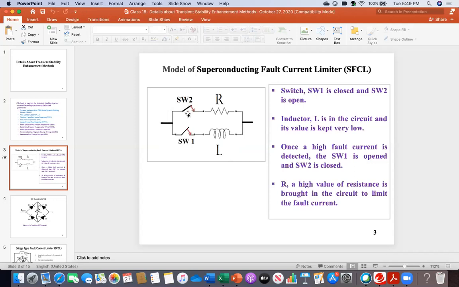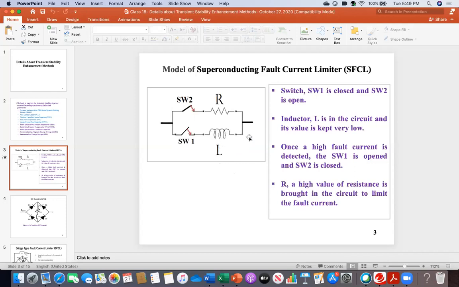Everybody see the sequence. This switch is open, and this is the picture for one phase, like phase A or phase B or phase C. So the switch is open, so current is flowing this way because this switch is closed. So this is representing that SFCL.